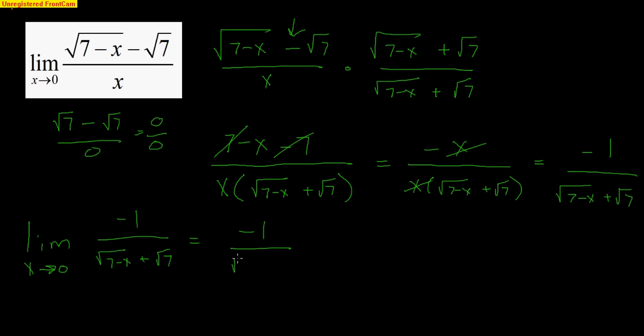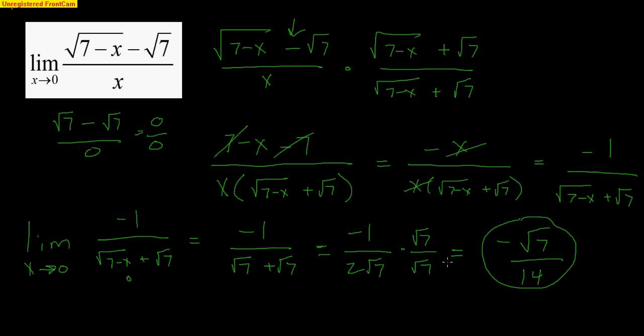That's going to give me the square root of 7 plus the square root of 7. Once again, 7 minus 0 is just going to be 7. And that's negative 1 over 2 radical 7. Again, radical 7 plus radical 7 is 2 radical 7. Not a bad answer, but I'm going to get rid of that square root in the denominator. And that gives me negative radical 7 over 14, because radical 7 times radical 7 is 7, times the 2 makes 14. So there's my cleaned up answer.